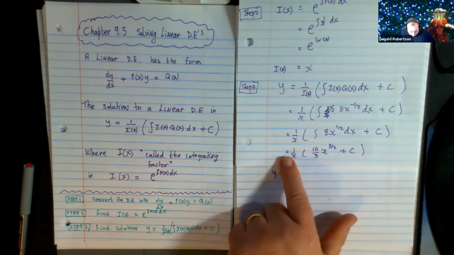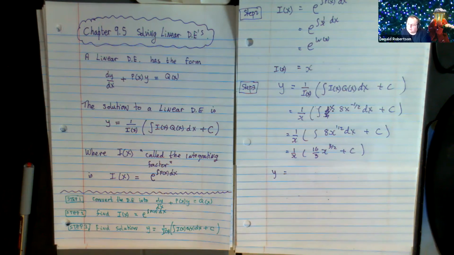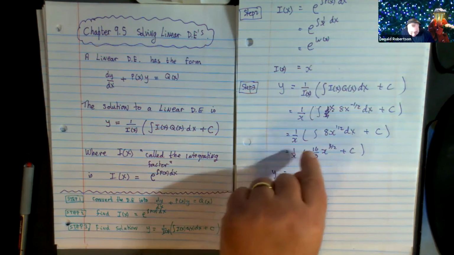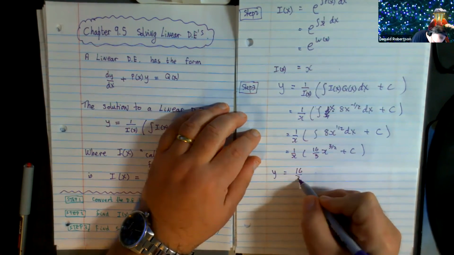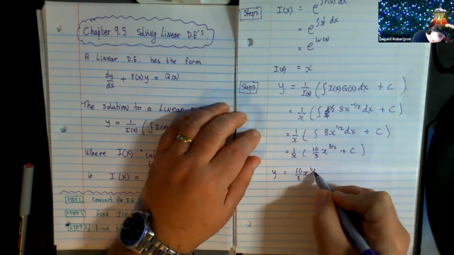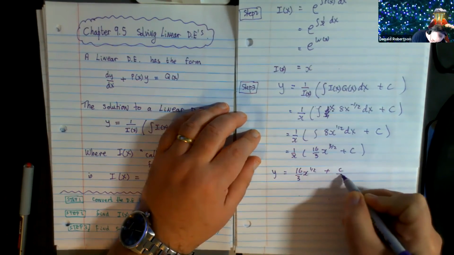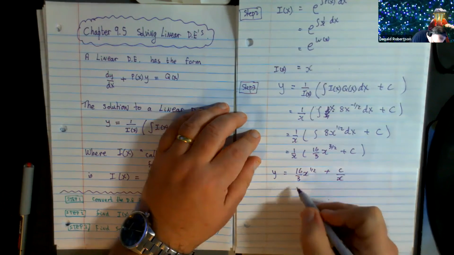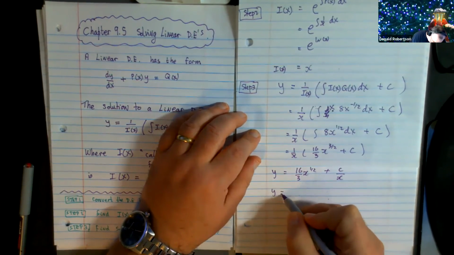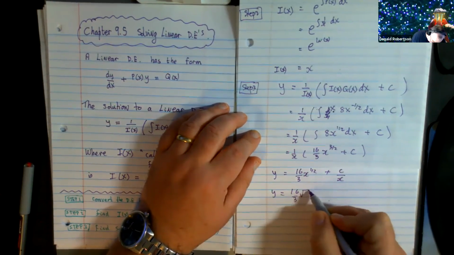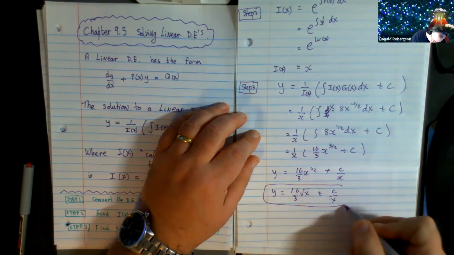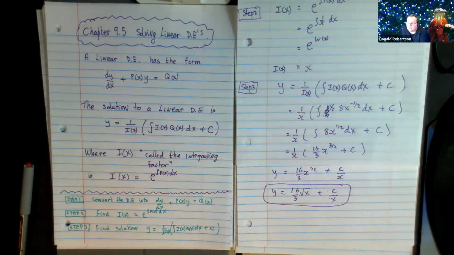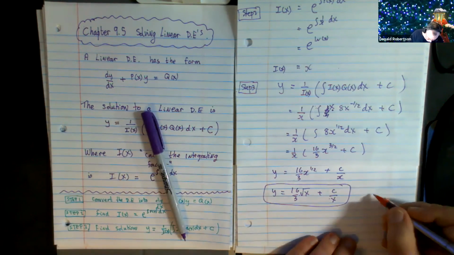I think it would be worth it to distribute this one again. Now, 1 over x times this essentially subtracts a power from it. So you get x to the half. And this times this, I could call it cx. And this guy here, I think he looks prettier like that. So that is the prettiest version I can think of for the general solution to the differential equation.